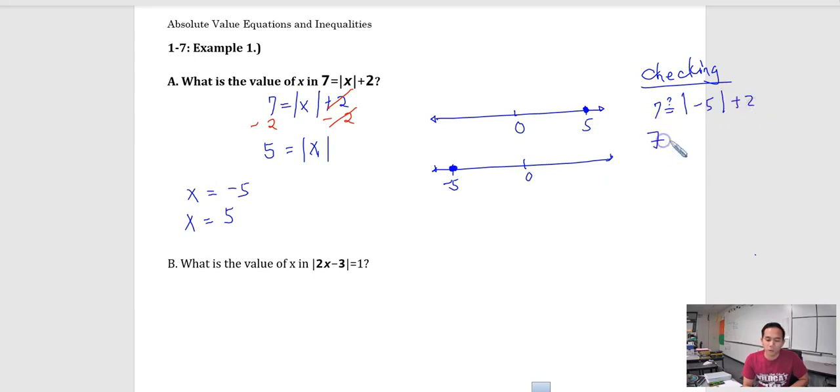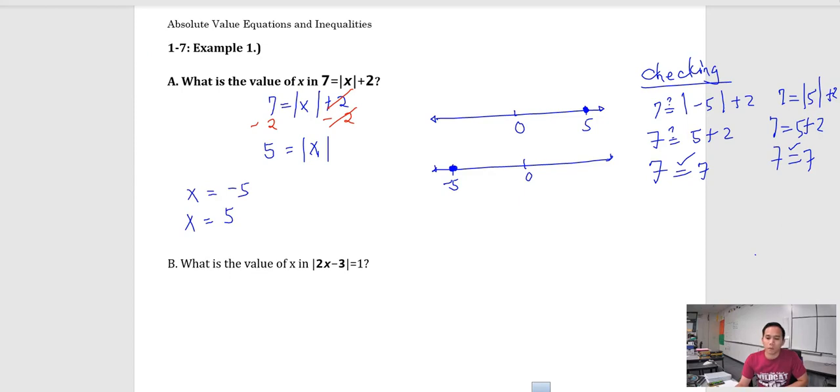So 7, is that equal to 5 plus 2, which is 7 is equal to 7, okay? Or we have 7, the absolute value of 7, is that equal to the absolute value of 5 plus 2, which will give us 7 is equal to 5 plus 2, which is 7 is equal to 7. So both answers are right, okay, for this example.